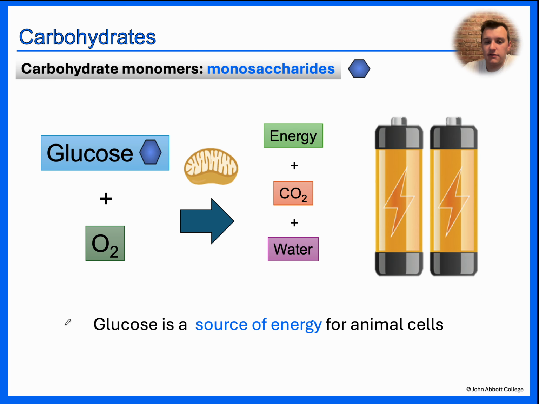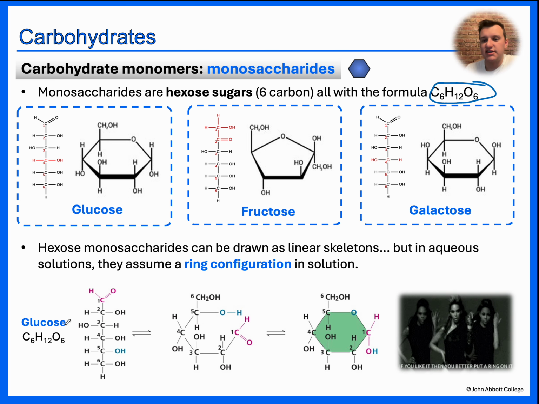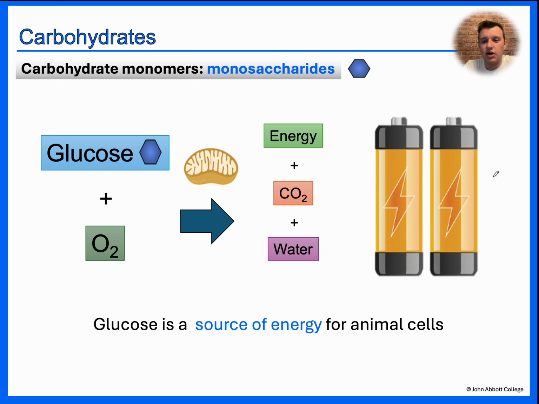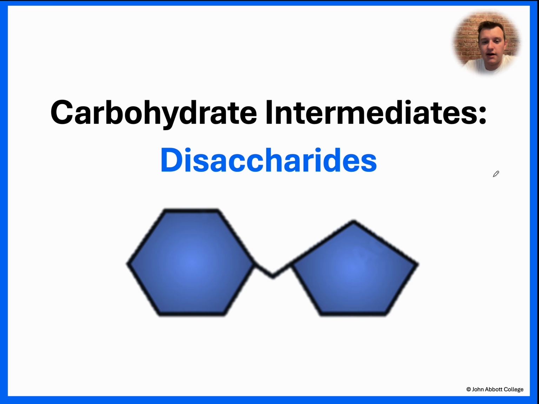So I just want to reiterate something. The key takeaway is that the monomers for carbohydrates are called monosaccharides. They look like these little hexagons. And there are actually 3 kinds of monosaccharides: glucose, fructose, and galactose. Those are the subtypes of monosaccharides. Okay.